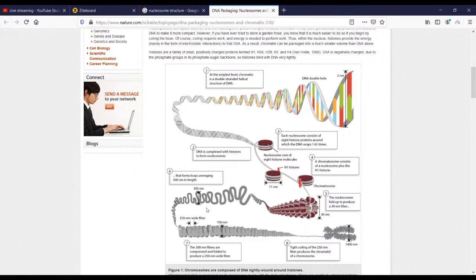Okay, so this is chromatin. This is your chromatin. The 300 nm one is the chromatin. This is the chromosome. This is the DNA. You see the difference.